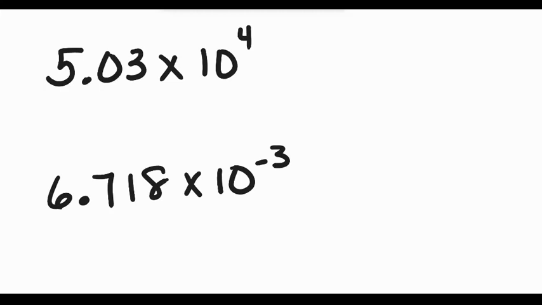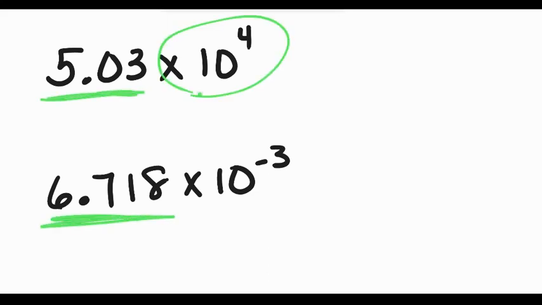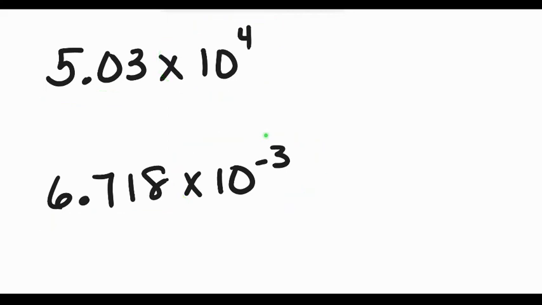Okay, let's talk about taking a scientific notation number and turning it back into standard notation, which is just a normal number. So again, this is scientific notation. Notice this is between 1 and 10, and it's being multiplied by 10 to a certain power. That's scientific notation. We're going to turn it into a normal number.